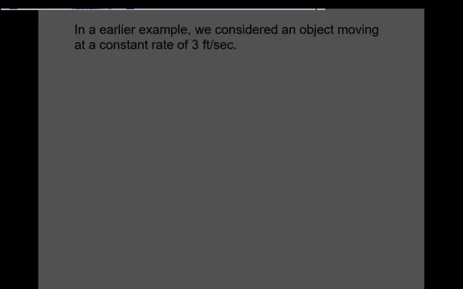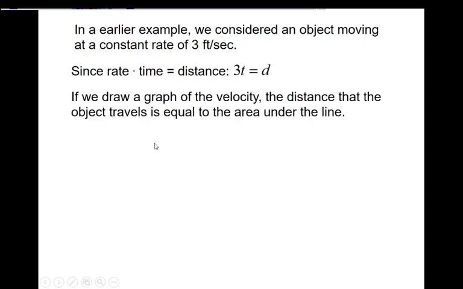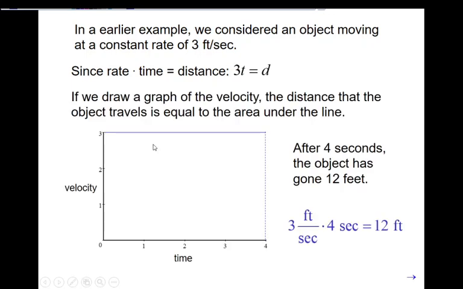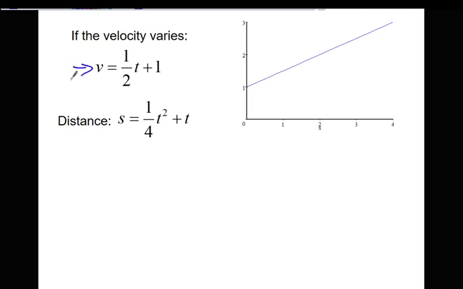But what I do want to talk about is when we talked about this earlier example, we considered an object moving at a constant rate. And I basically gave you guys this. And we talked about how the area underneath the velocity is distance. Now, if the velocity varies like this, we've been working on how to go from velocity back to position. So in this case, this is my velocity equation. This is my position equation.